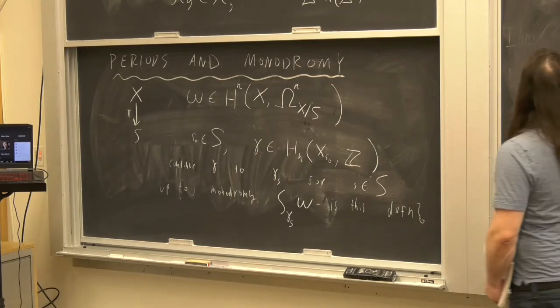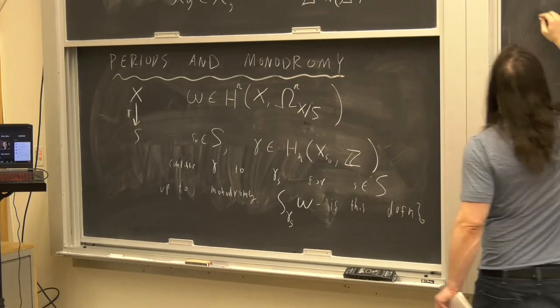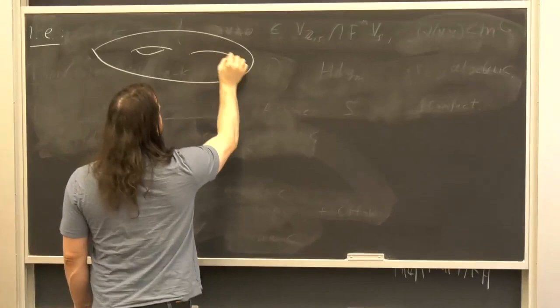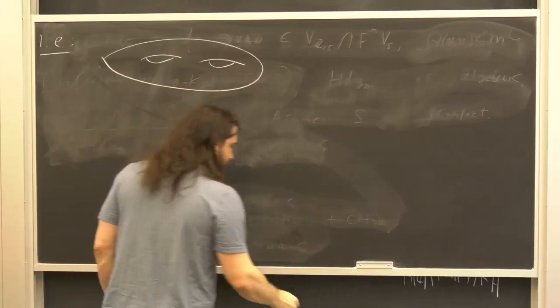Well, there are several ways to make the question precise. One way: let's say S is a curve for the moment. Let's say it's even a projective curve, it doesn't really matter. So one thing you can do is just take branch cuts.